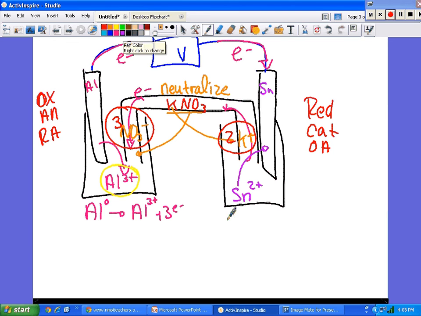So over here we know it was Sn2+ going to Sn neutral, and it was 2 electrons. So that's... Let me think. Is there anything else we talked about with this? I don't think so. And again, that's how you would draw this.